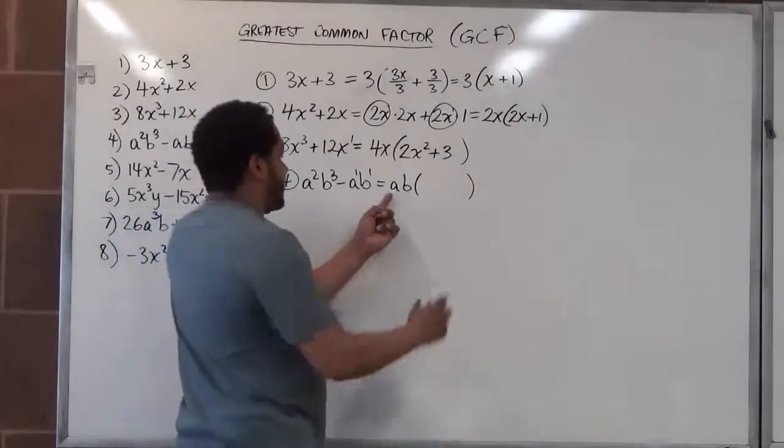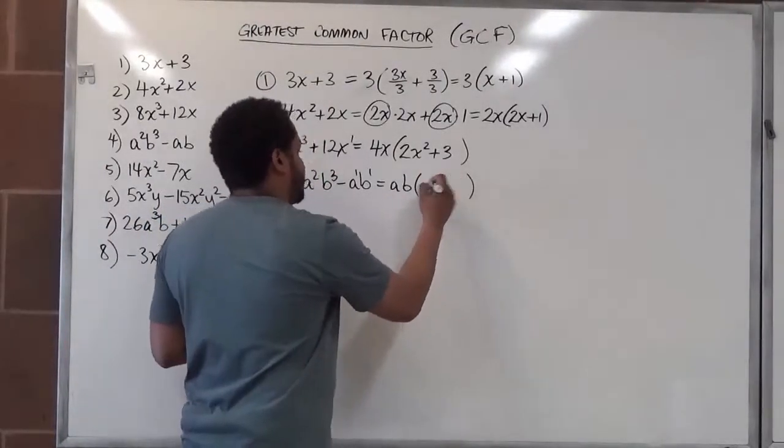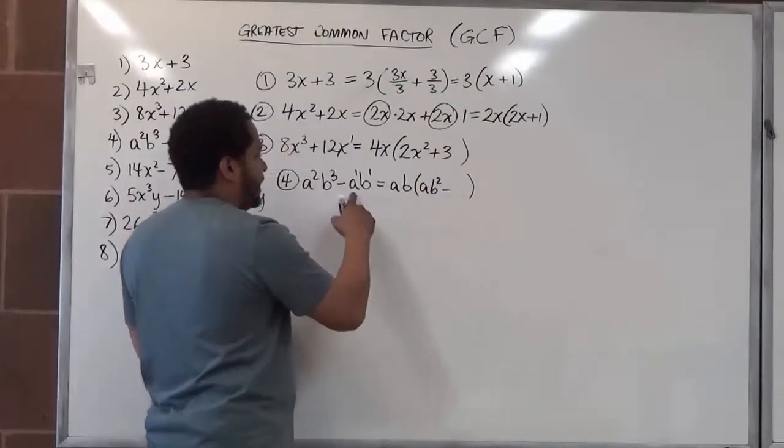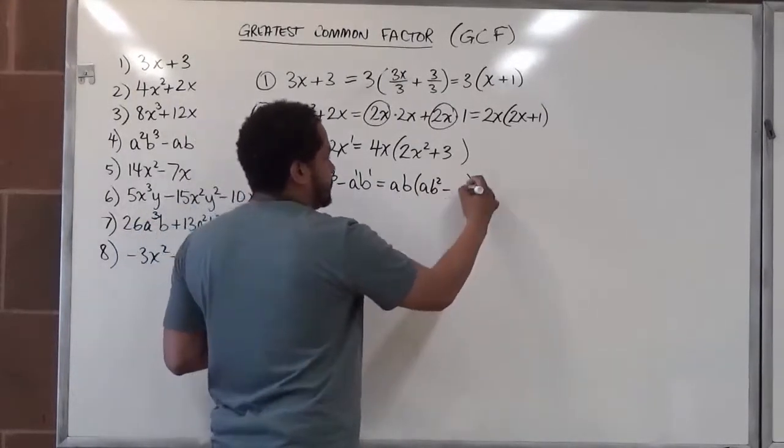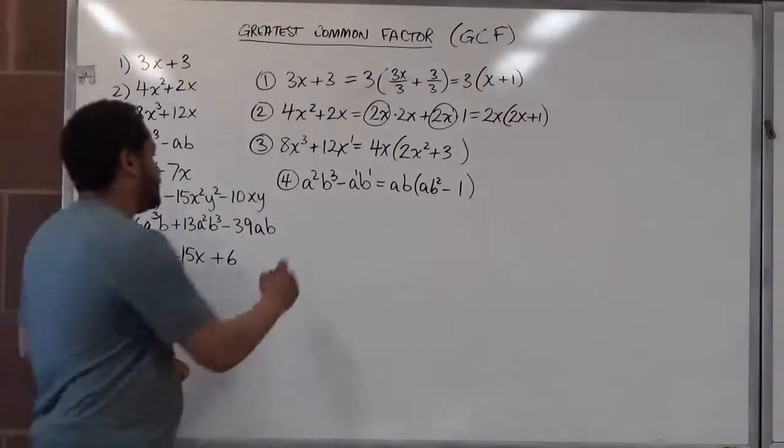A squared divided by a is just a. B cubed divided by b is b squared. There's a subtraction symbol. And ab divided by ab is just 1. It's a perfect division. Moving on to number 5 here.